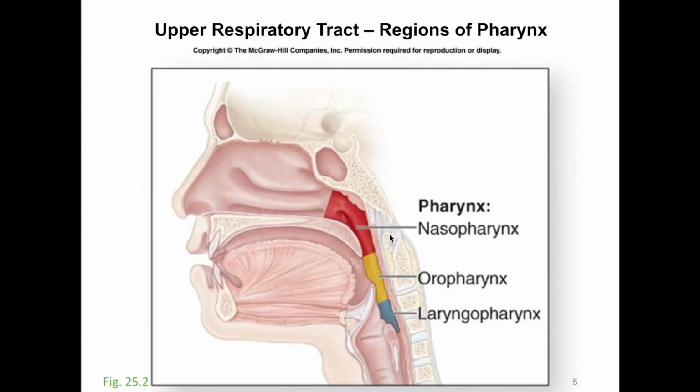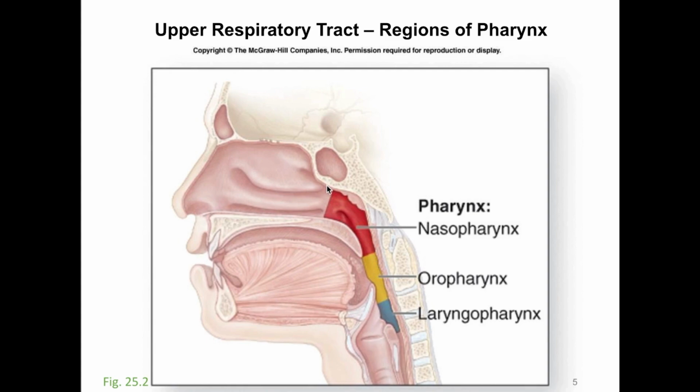The pharynx is basically this shared space in the back of the throat. And I say shared because it just means that there is the potential for food or drink to go up into the nasopharynx, and then the oropharynx back here behind the tongue, and then the laryngopharynx, which is the space behind the larynx.